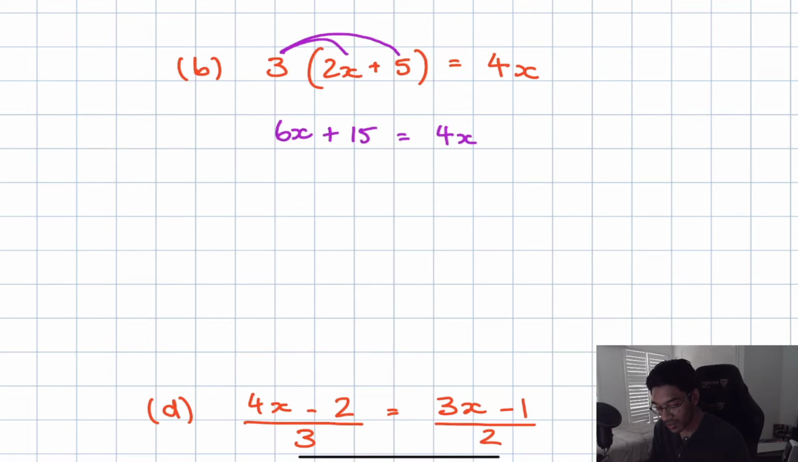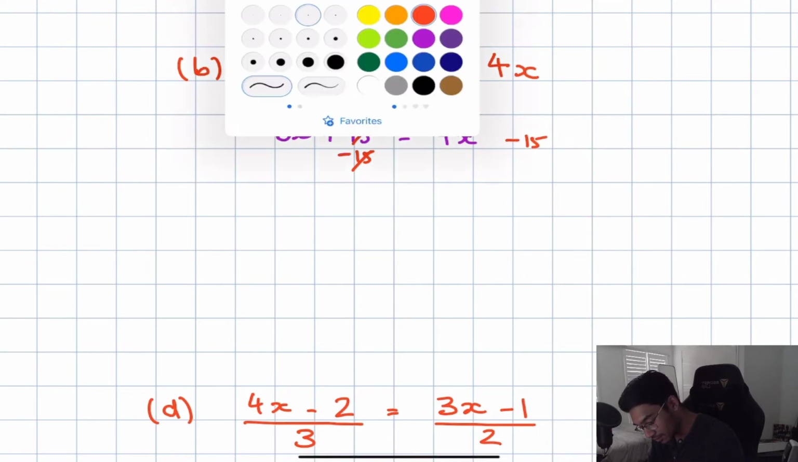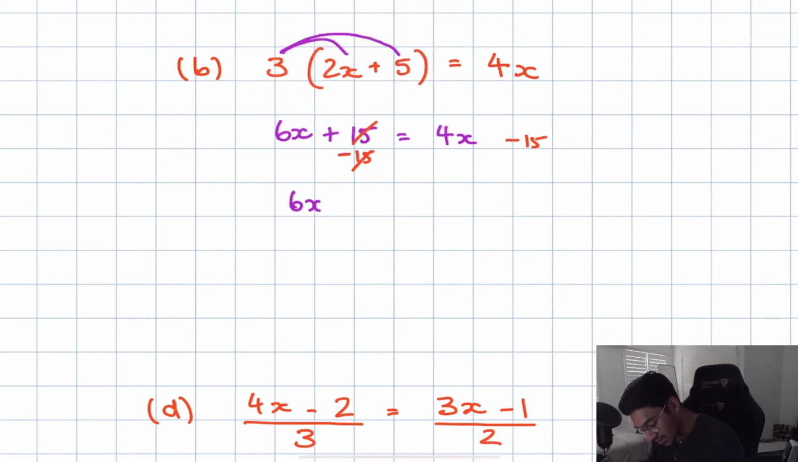Now, what I want to do is get all my x's on one side and my whole numbers on the other. So I'm going to go ahead and minus 15 from this side. Let me go to red. I'm going to minus 15 from this side to get rid of it from there, and then I'll put minus 15 on this side here. So I'm going to be left with 6x is equal to 4x minus 15.